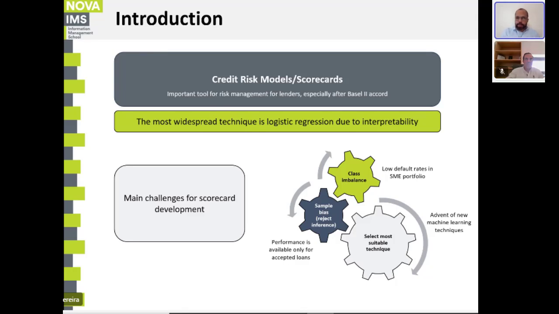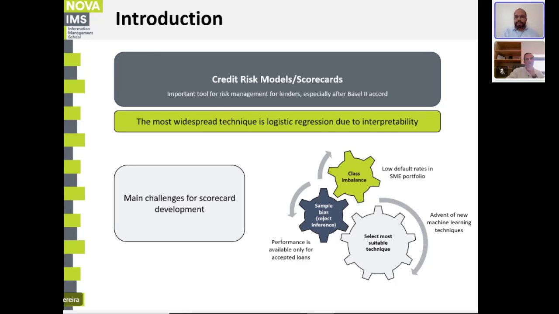And especially in the SME world, where I developed my work, this is a low default portfolio, so there's a huge class imbalance. So from the loans I lend, only a few of them go to default. Then there is the sample bias. So if my rejection rate is about 60%, there is a huge sample bias, because when I develop a new model, I develop it on the accepts only, with the performance of the accepts only. And when I shift my model, I may have problems later on. So treating the sample bias would be a good thing, since we could use the information in the rejects.